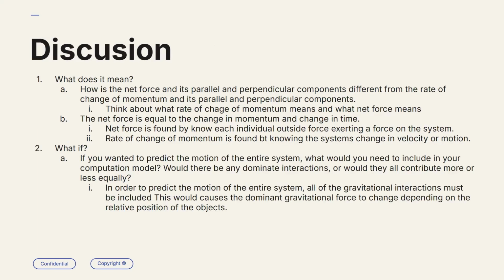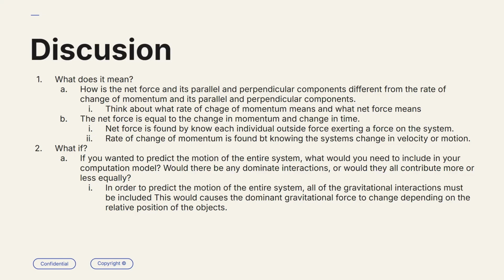Now, what does it mean? How is the net force and its parallel and perpendicular components different from the rate of change of momentum and its parallel and perpendicular components? So the net force is equal to the change of momentum over the change in time. Net force is found by knowing each individual outside force exerting force on the system, and the rate of change of momentum is found by knowing the system's change of velocity of motion. For this reason, they will differ because the net force is found from each individual outside force, whereas the rate of change is found by just knowing the system's change of velocity.